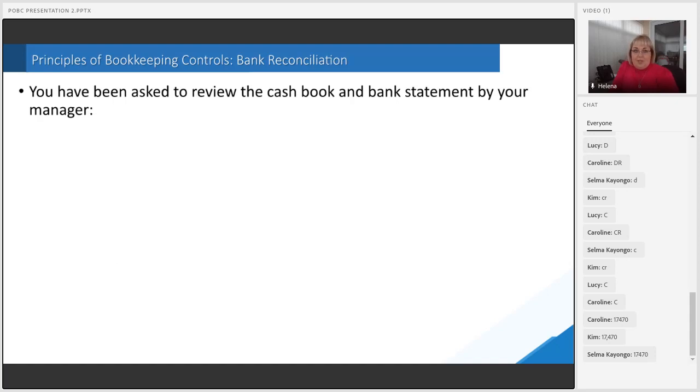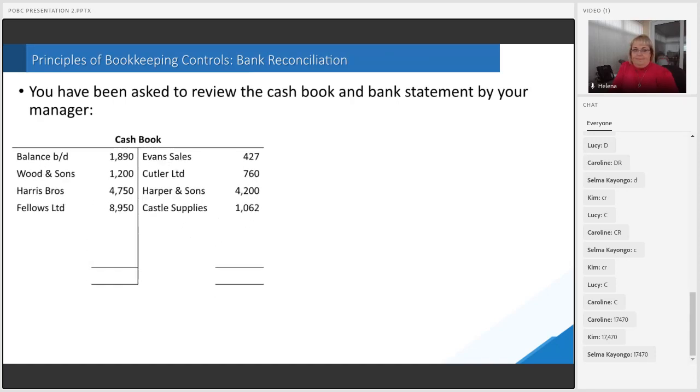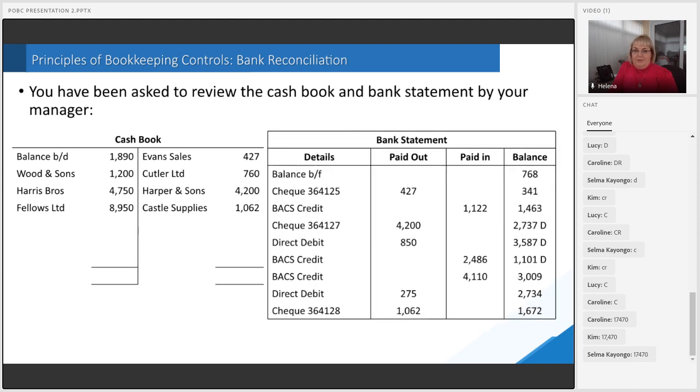So we've been asked to review a cash book and a bank statement. So we have a cash book balance and we have a bank statement. And I said there's 5 steps we need to apply. So we're now going to go through those 5 steps together and discuss them to make sure you're comfortable with them. And if at any point I've gone too quick and you don't understand things, please shout up. I'll gladly repeat myself. So step 1 is to agree the opening balances. The balance brought down in my cash book is £1,890, and I'm comparing that to a balance in my bank statement of £768.